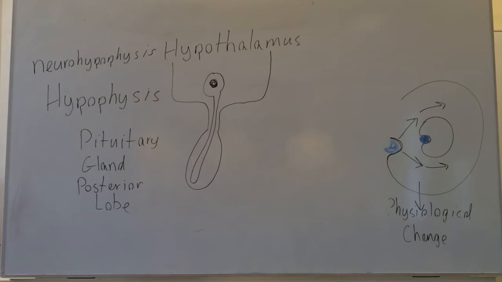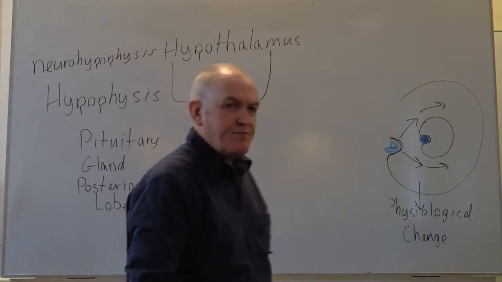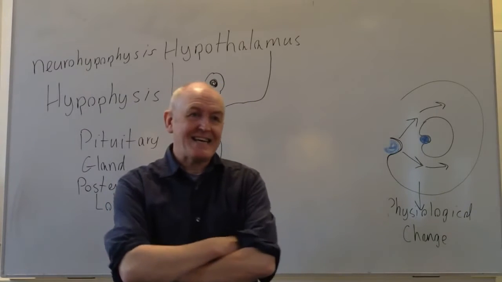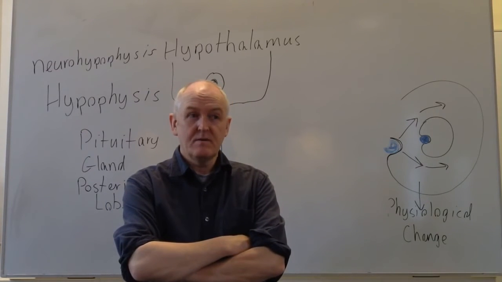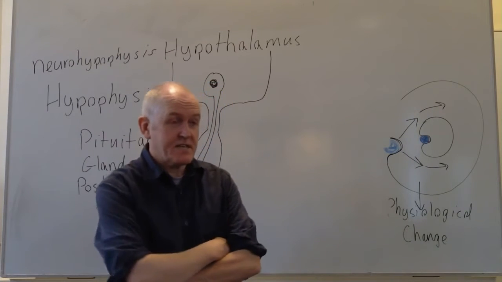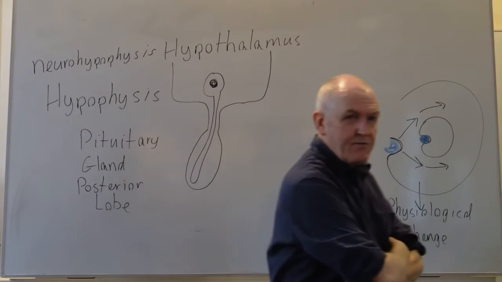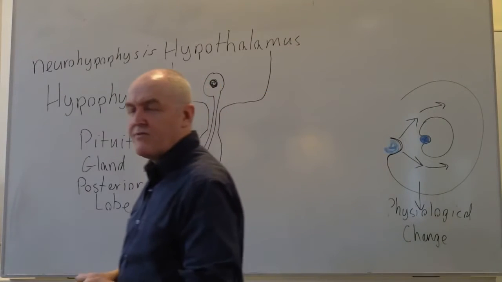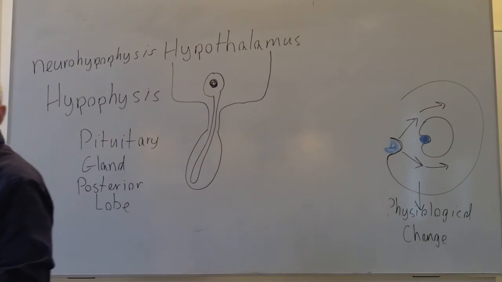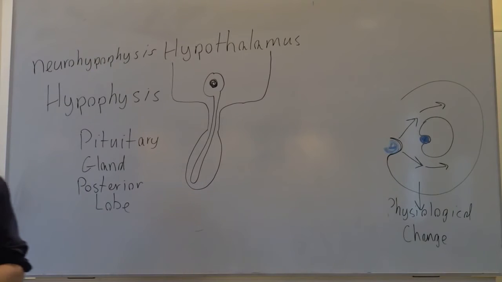Now, in surgery, there's a process called a hypophysectomy. Ectomy, removal of. So occasionally it becomes necessary to remove the hypophysis, to remove the pituitary gland, in the process of hypophysectomy.